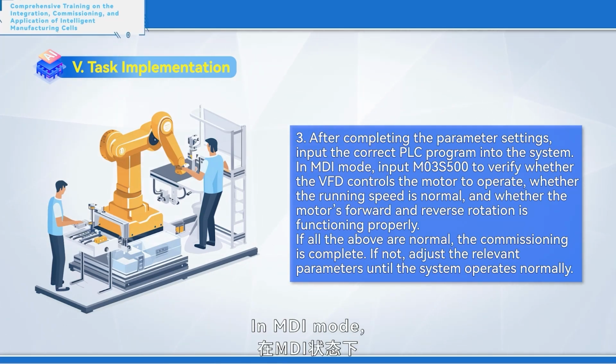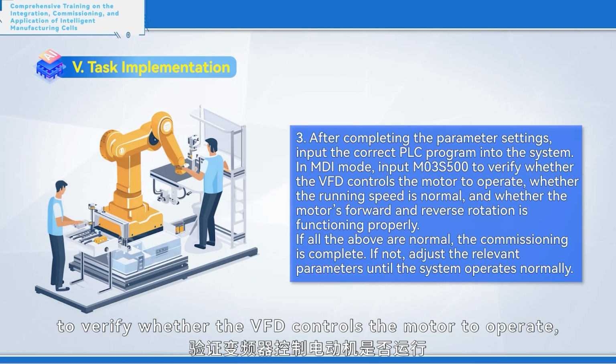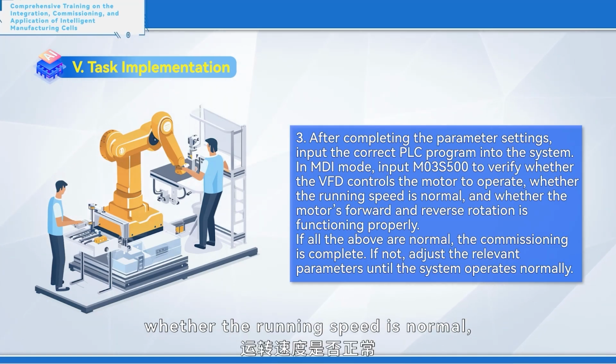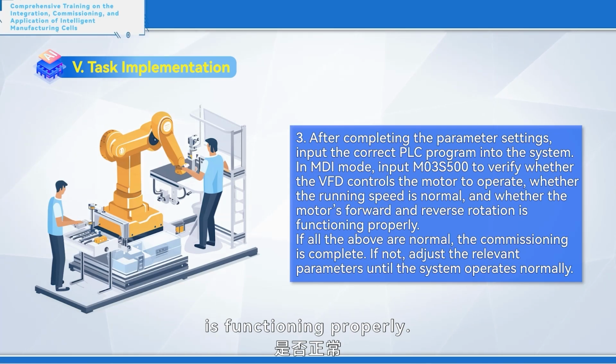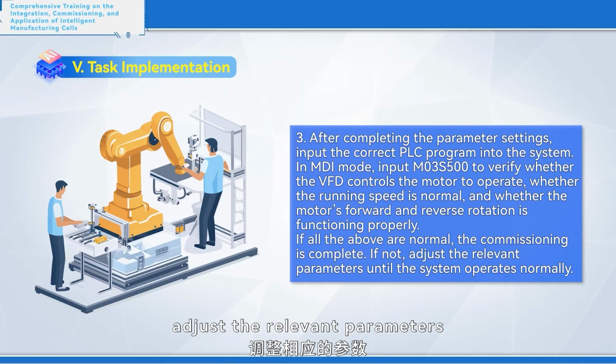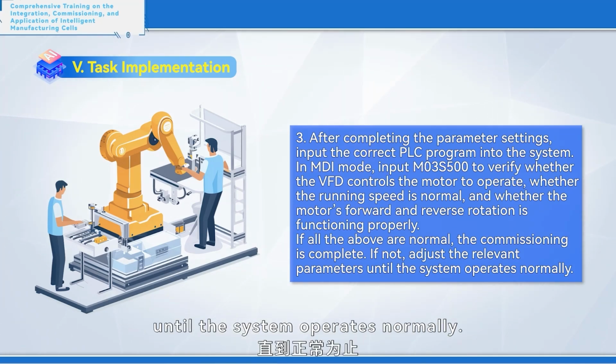In MDI mode, input M03S500 to verify whether the VFD controls the motor to operate, whether the running speed is normal, and whether the motor's forward and reverse rotation is functioning properly. If all the above are normal, the commissioning is complete. If not, adjust the relevant parameters until the system operates normally.